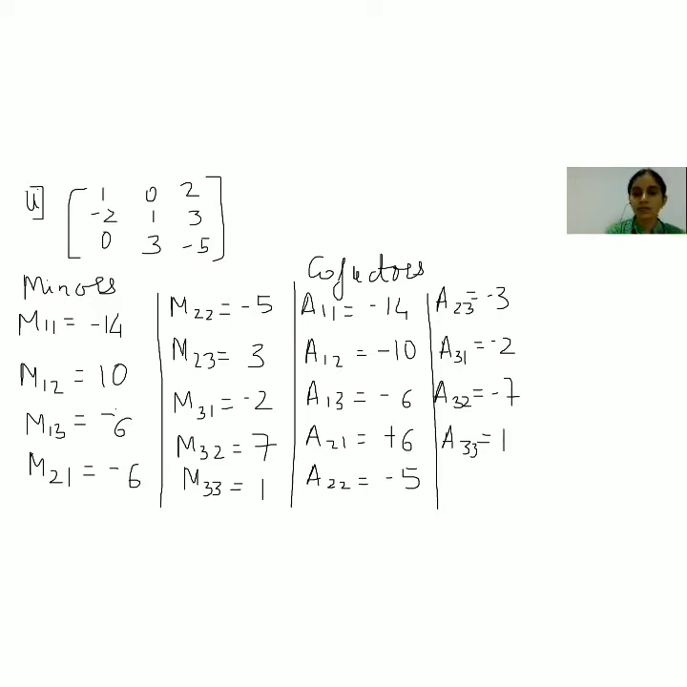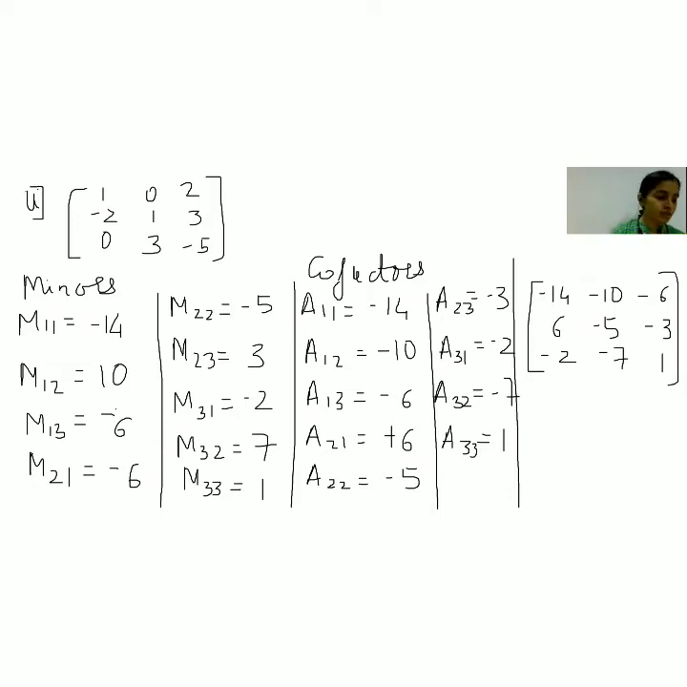Okay, now let us put it into a matrix form. So all the numbers in a matrix. So we have A11, that is -14, A12, that is -10. Then we have A13 -6, A21 6, A22 -5, A23 -3, A31 -2, A32 -7, and A33 1. So this is our matrix of cofactors. Okay, I think cofactors is clear now.